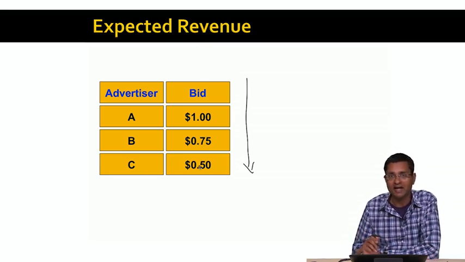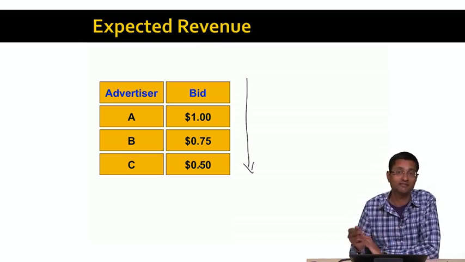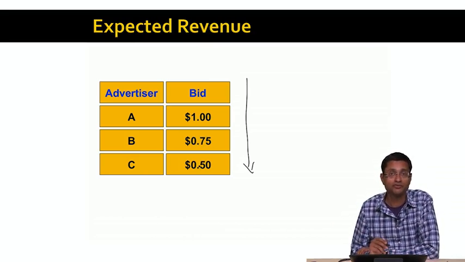So if I'm going to show only one ad, I might as well show advertiser A's ad because advertiser A is willing to pay the most per click.